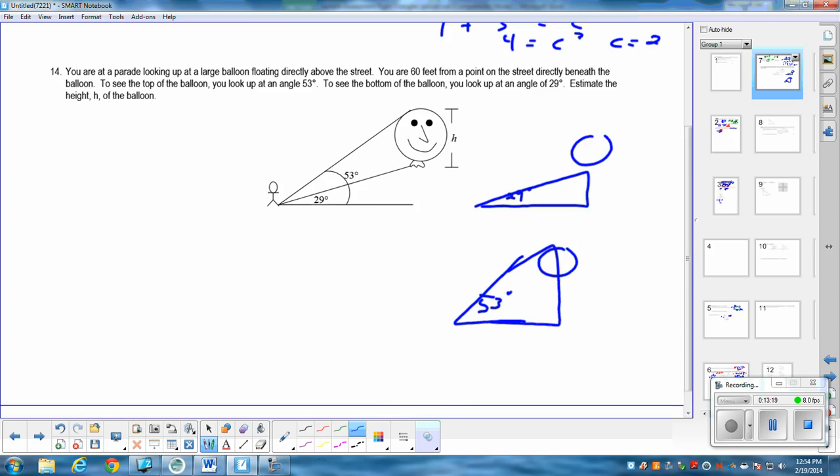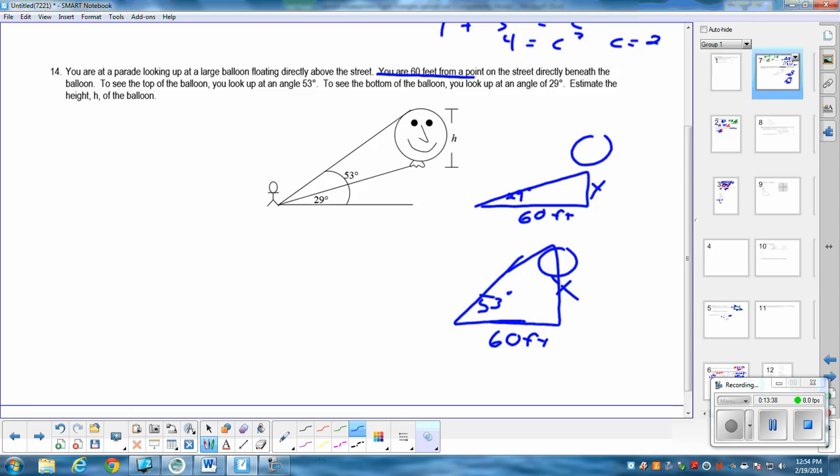The difference between this height and this height is going to be h. We know we are 60 feet from the point underneath the balloon, so this is going to be 60 feet. This is also going to be 60 feet.